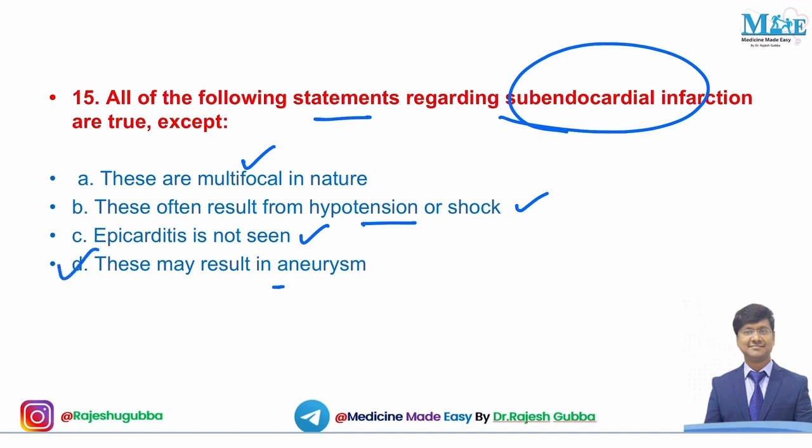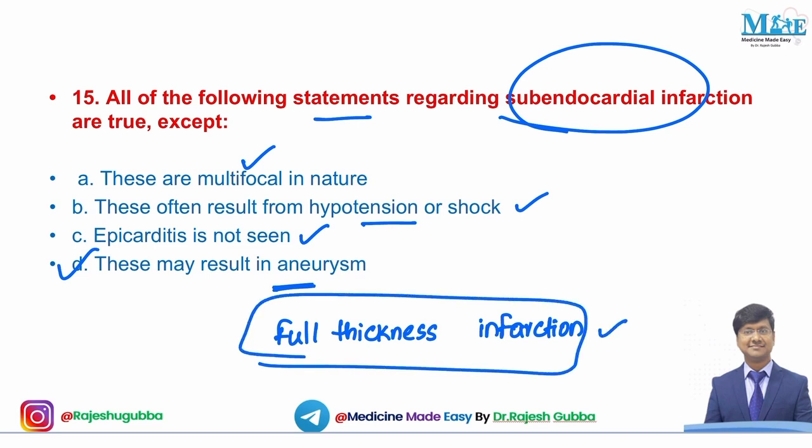And this may result in aneurysm. That is a wrong statement. When can you have an aneurysm? When there is full thickness infarction, which means transmural infarction. That may result in the formation of the aneurysm. For aneurysm formation, full thickness infarction is required. Next question.